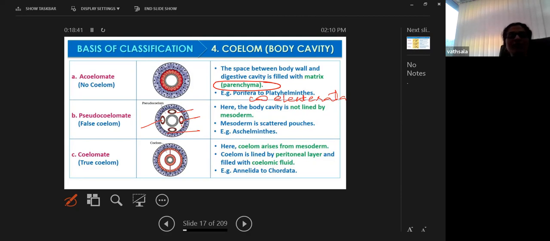Therefore, such organisms which have these pouches around the organs, but not the true coelom, true cavity, are called pseudocoelomates. What are the characteristics of pseudocoelom? The body cavity is not lined by mesoderm. Instead, they are scattered as pouches. This mesoderm is endodermal in origin. It comes from endodermal tissue that gets pinched off and forms pouches there.